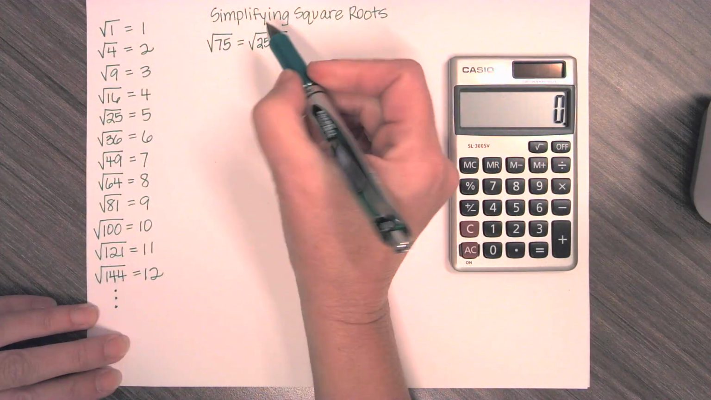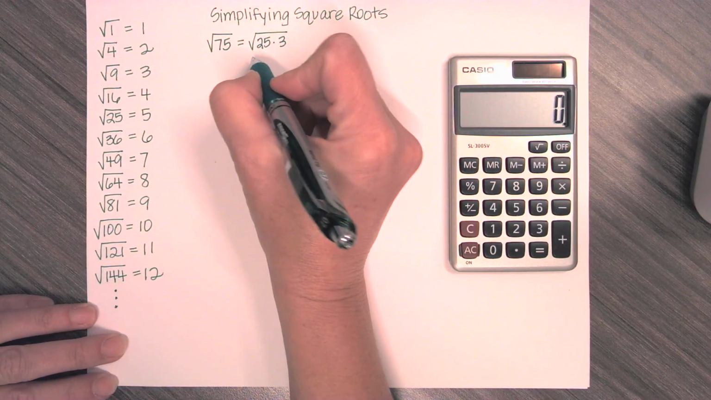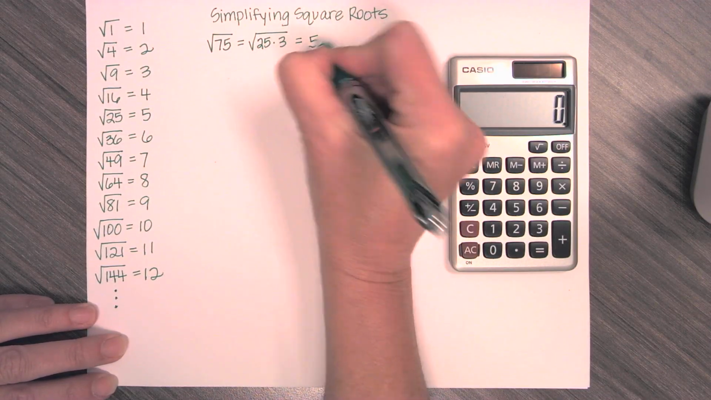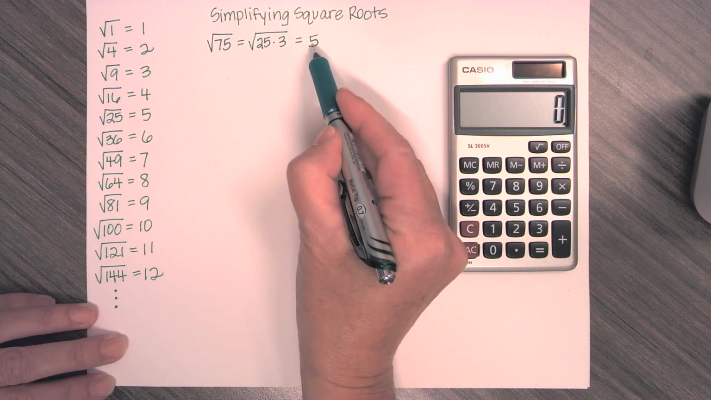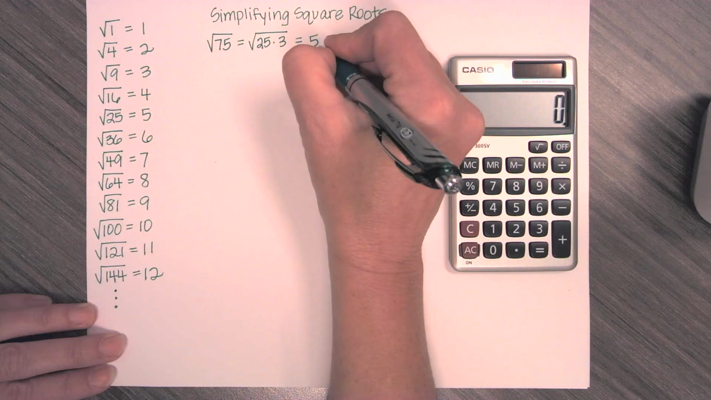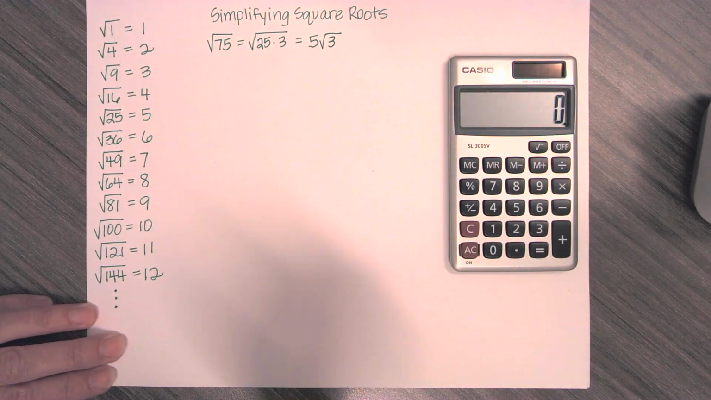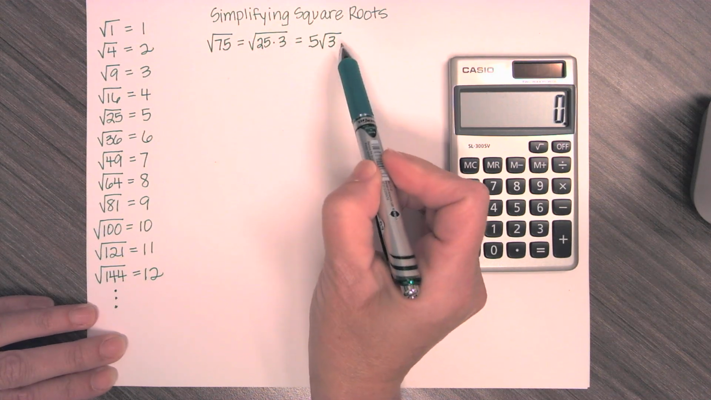Now, I always write my perfect square first when I write those factors. The square root of 25 then is 5. So we've taken the square root of this number, so that number comes out from under the square root. That's a 5. We don't know the square root of 3, so that will stay underneath. And this is 5 square root of 3 in simplest form.